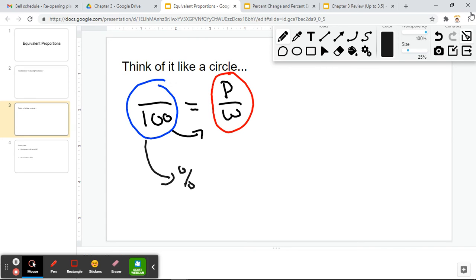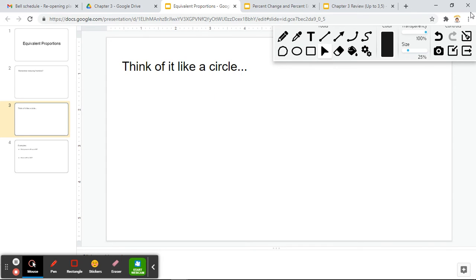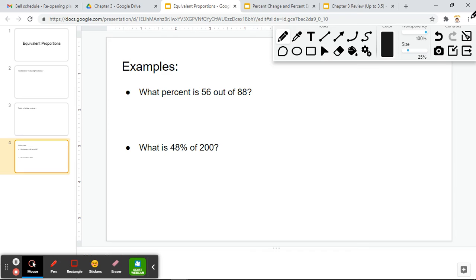So let's go into using these problems here, using our equivalent fractions to solve them. We want to find out what percent is 56 out of 88. Since we're always going to have something over 100, because it tells us what percent, and we don't know that, I'm just going to fill that in with a little percent sign. That's going to be our variable. I'm not using a letter this time. Don't worry about it. It just means it's something we don't know yet.